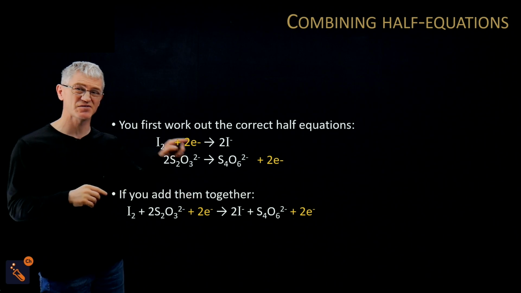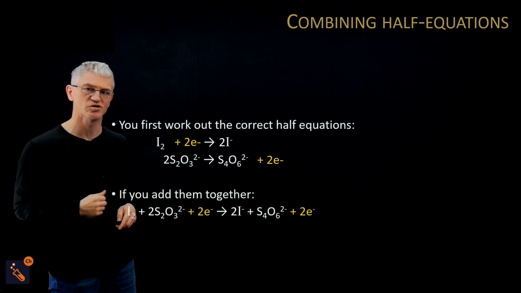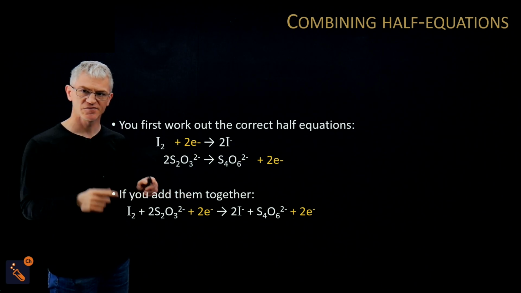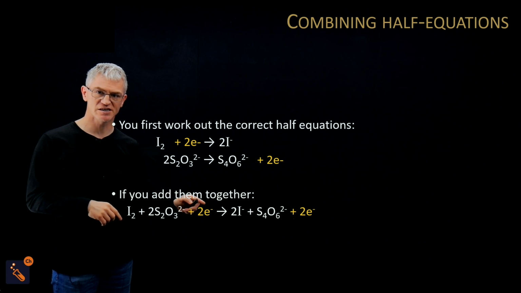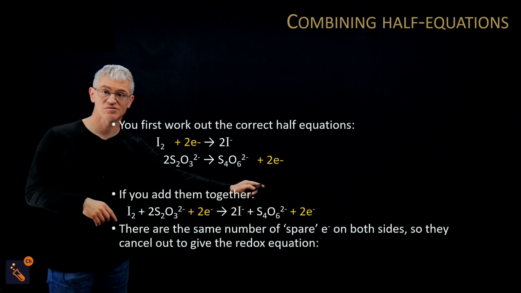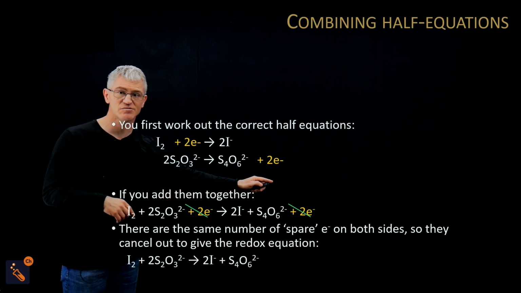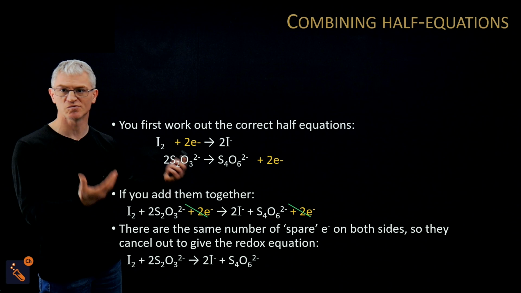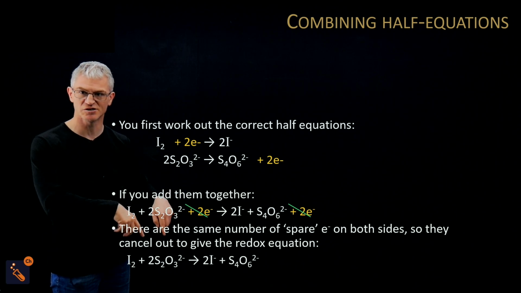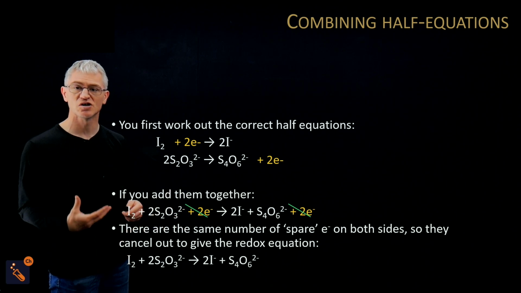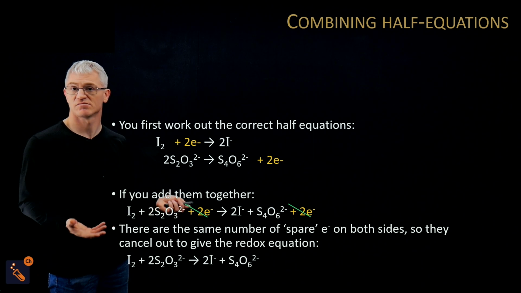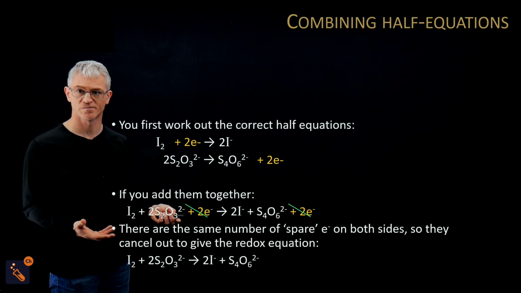So the electrons have to be the same before you do that. So you're going to have to do some work there sometimes. If you add them together, the electrons are there, and then you cancel out the electrons on both sides. All right, so what we do here, and you can see here, we can cancel the electrons. If they're the same number, we can cancel the electrons, and our final equation is this. And this can then be used to do a titration, for example.